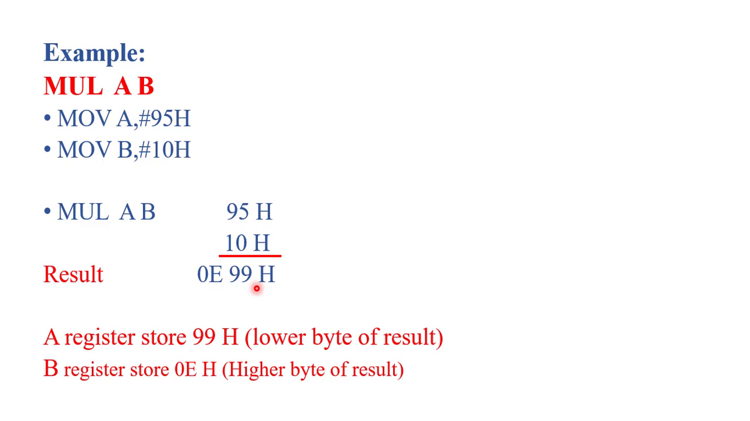So the accumulator register stores 99H, which is the lower byte of the result, and the B register stores 0EH, which is the higher byte of the result. In this way we perform the multiplication operation.